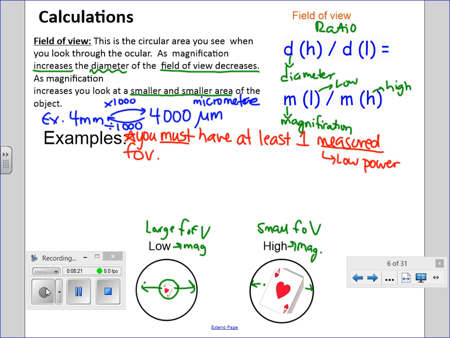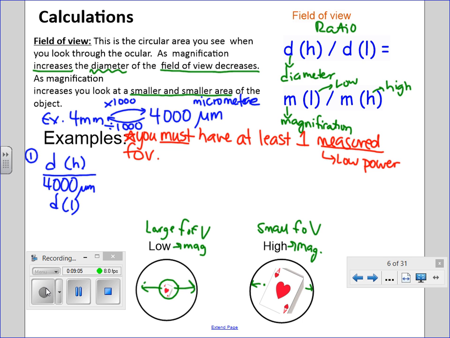So then I'll show you 2 examples. In the first example, we'll try to find out the field of view on high power. The idea that the ratio is showing us is that I put the diameters on one side and the magnifications on the other side. I don't know the diameter on high power, so I'll put it on the top, and I recommend that the one you're looking for always be on the top. I know the diameter on low power. It's 4,000 micrometers.